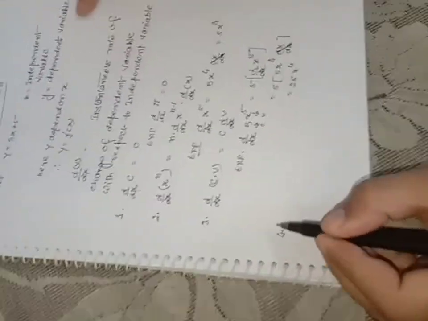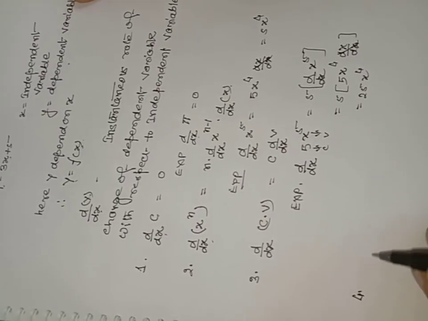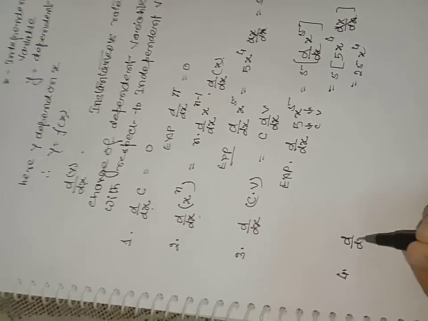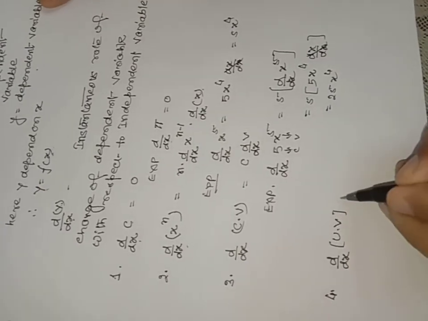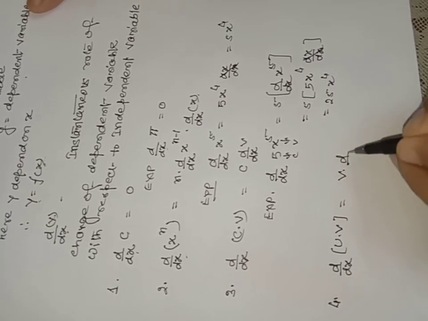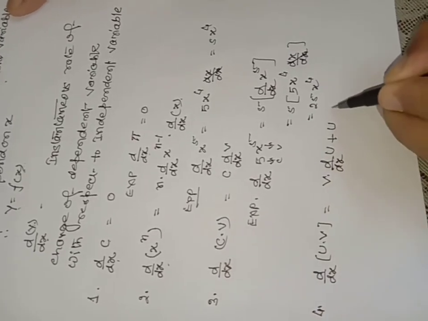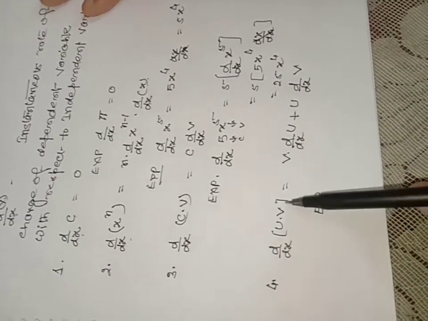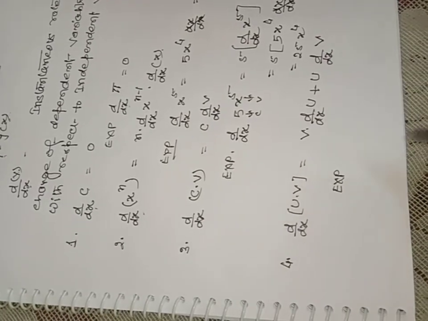Now the fourth formula, product of two variables, d by dx of u into v. U and v are both variables, so differentiation becomes second variable into differentiation of first variable plus first variable into differentiation of second variable. Product of two variables, that is second variable d by dx of first variable plus first variable into d by dx of second variable. Let us see an example.